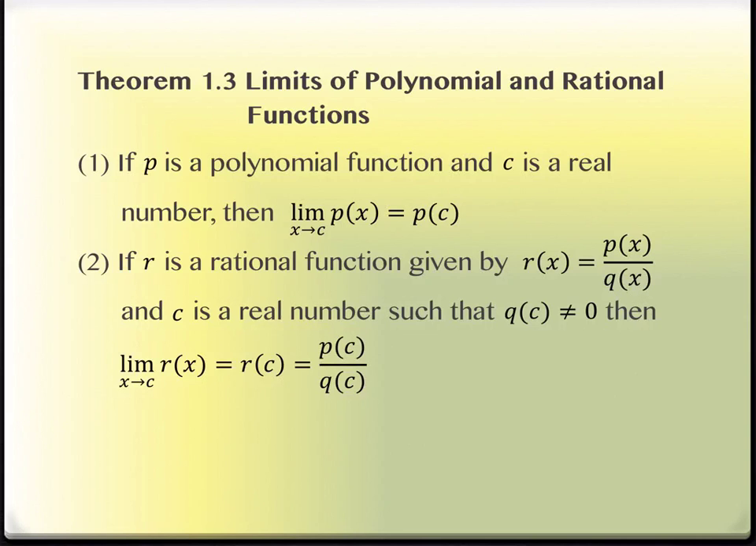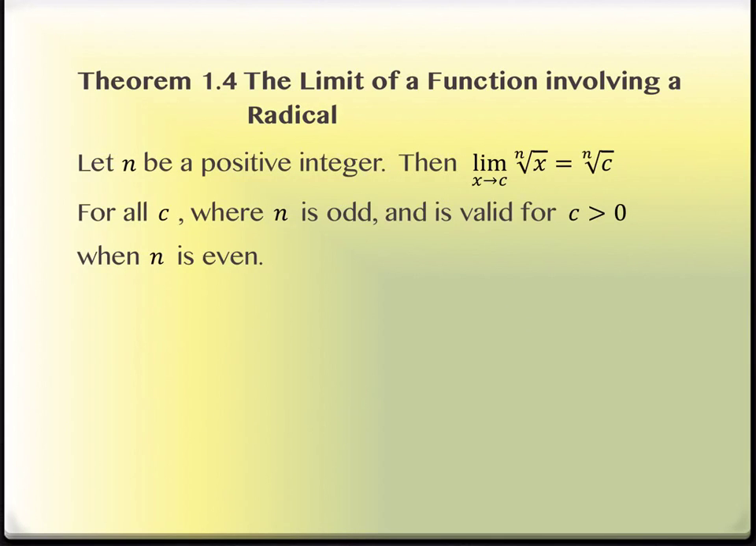The next one is composition function. Oh, I'm sorry, I missed one. Radicals first. So if you have a radical, the nth root of something, square roots, cube roots, then the limit of the nth root of x will be the nth root of the value itself. In other words, again, you can just plug the value c in. Now, there's a catch. It's valid for all c when n is odd, and when n is even, it's only valid when c is greater than 0.